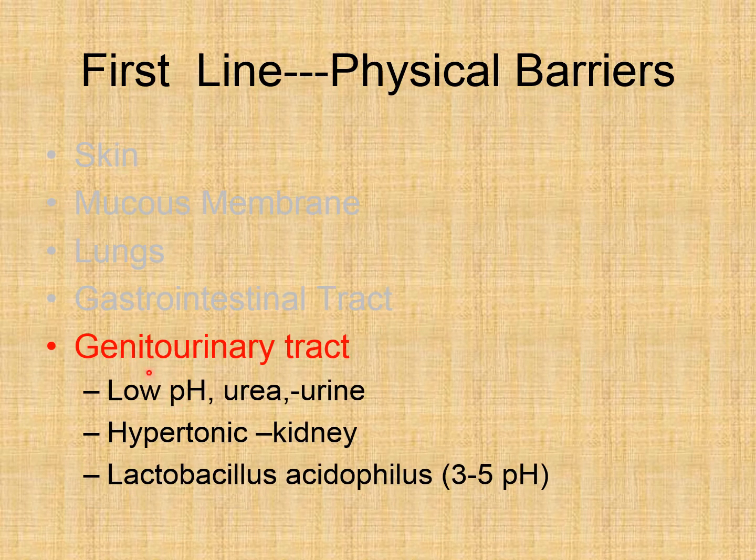Most microbes are not able to colonize the genitourinary tract due to the low pH or hypotonic condition in the kidney and the presence of specific microbes in the genital tract, like Lactobacillus acidophilus, which keeps the pH at a low level, around 3 to 5, at which most bacteria cannot colonize or survive.